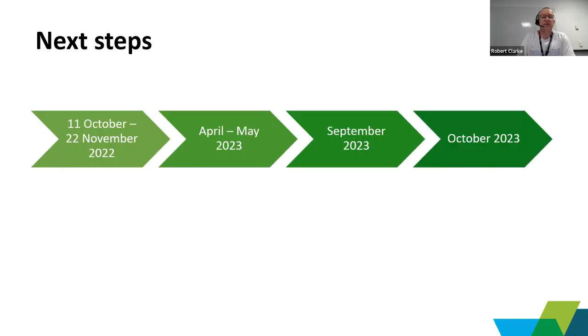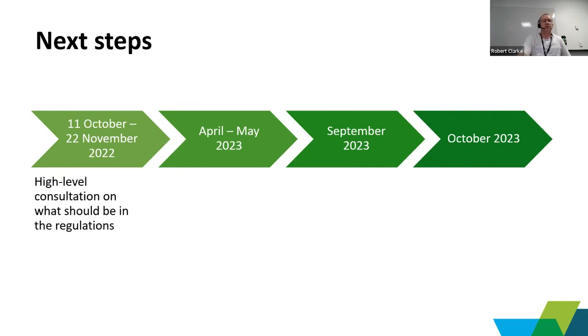Okay, next steps. Got a few dates here. 11th of October to the 22nd of November, 2022. So this is the period, of course, where we're doing our consultation on what should be in the regulations. And we call that high level because in April and May, we'll be doing a much more detailed consultation. We'll actually publish a draft version of the regulations. Now, that might not be everybody's cup of tea because it'll be written in a legalistic way, but it'll give you a second bite at the cherry if you don't like where we've landed.